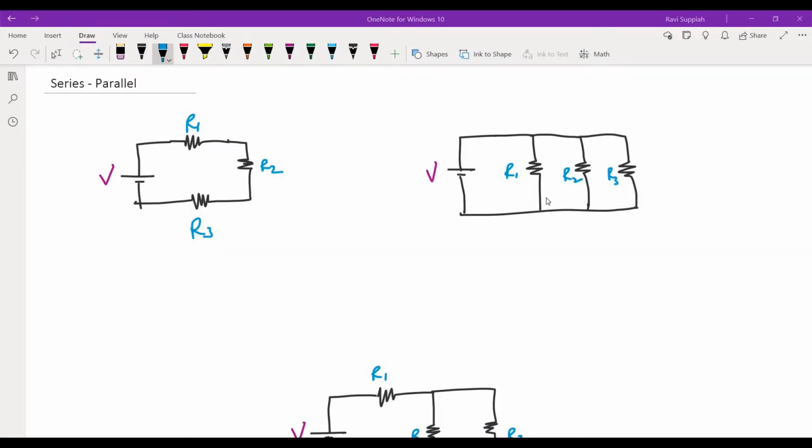Hi everyone. In this video, we're going to be talking about series and parallel circuits. Now, let's look at the first circuit that we have here on the left. For this circuit, it is a closed loop circuit.